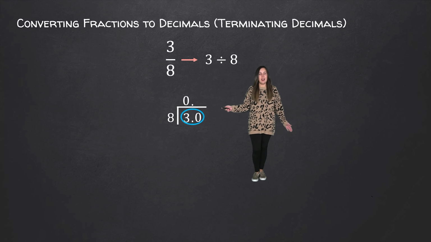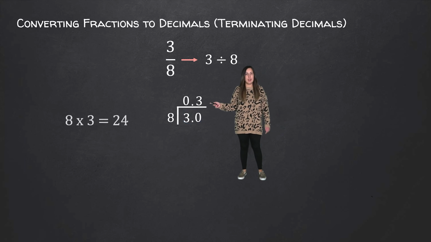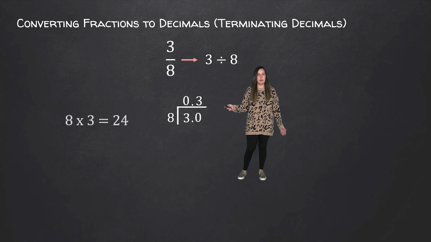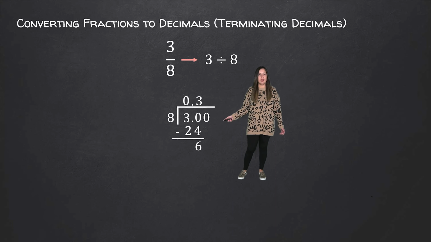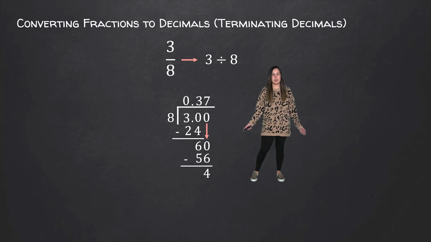And then ask ourselves, how many times does 8 go into 30? Well, 8 goes into 30 3 times. And that's because 8 times 3 is equal to 24. So then we go ahead and subtract. 30 minus 24 is equal to 6. And so because we have a remainder, let's add another 0 and bring it down. Then we ask ourselves, how many times does 8 go into 60? 8 goes into 60 7 times, and that's because 8 times 7 is equal to 56. So we're going to write the 56 on the bottom and subtract. 60 minus 56 is equal to 4.